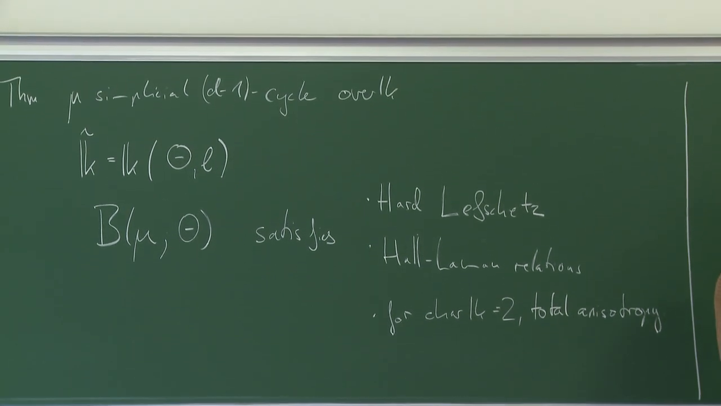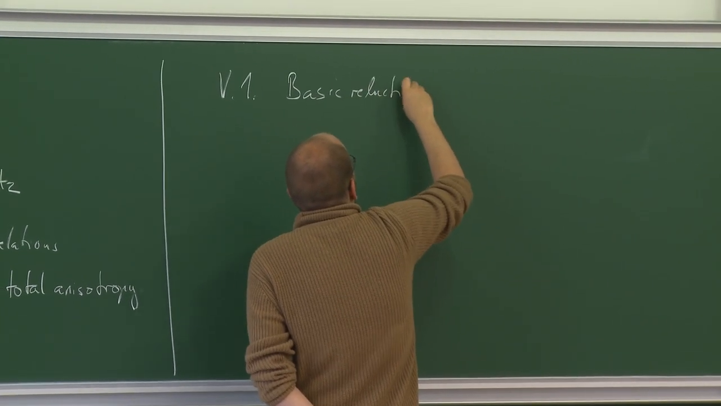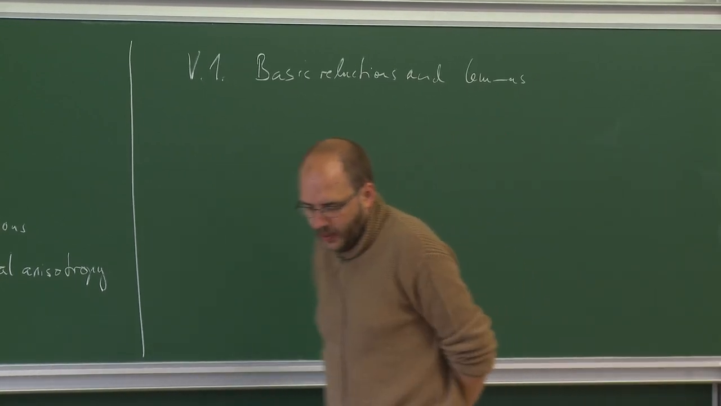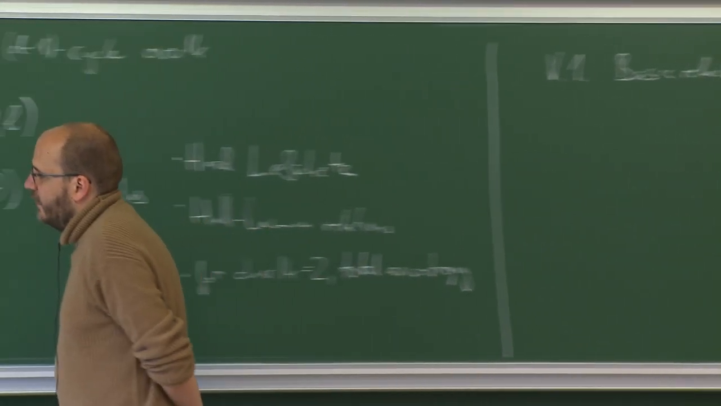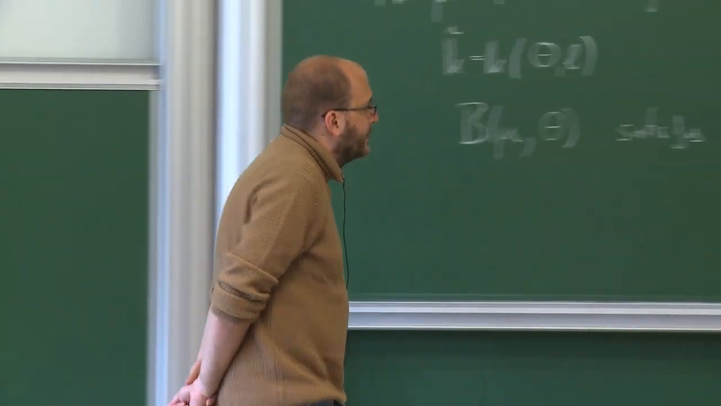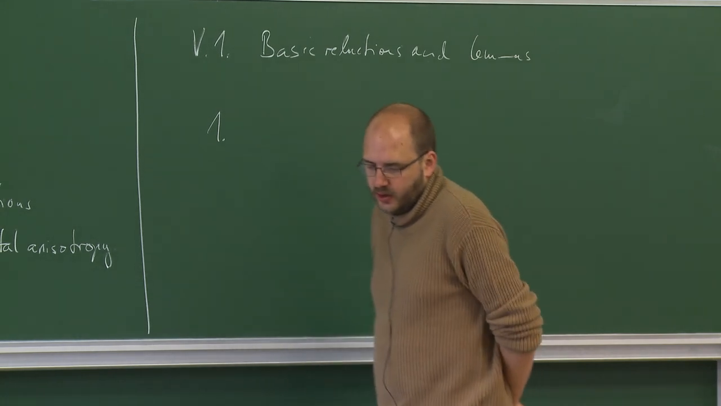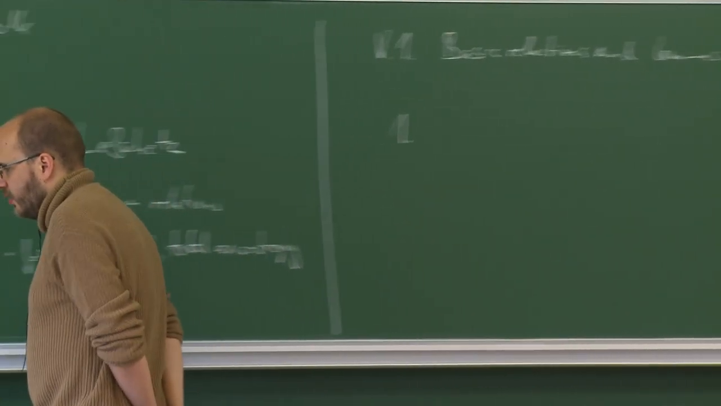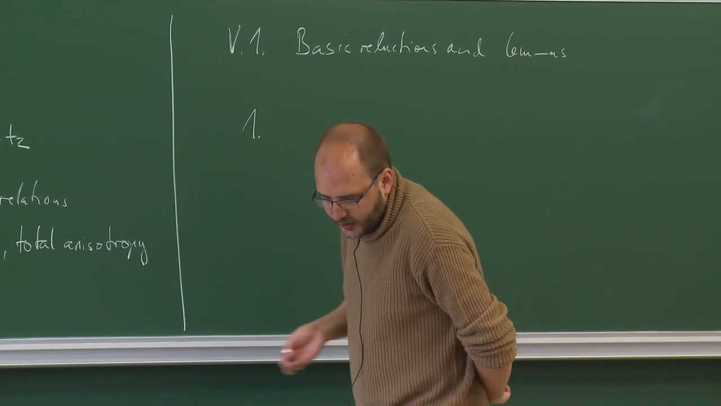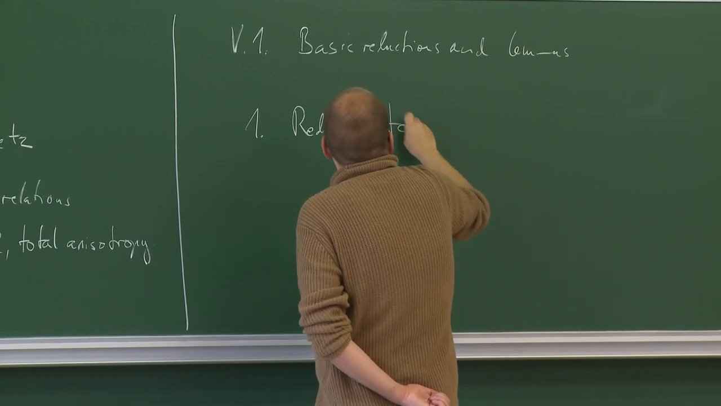So, basic reductions and lemmas. The first thing I want to do is, okay, we have hard Lefschetz, and I already discussed that the middle hard Lefschetz is the most important one. I want to do this explicitly. I want to show that essentially I can always reduce not only to the middle one, but reduce to a question about the Poincaré pairing. We kind of did this already in some cases, but I want to be explicit. Reduction to the middle.